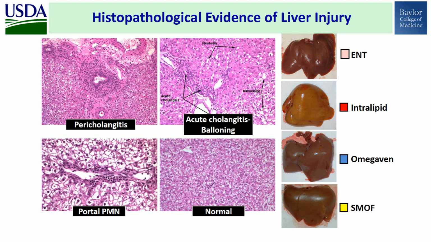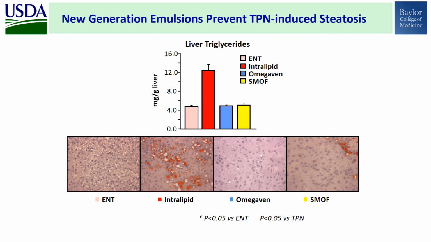And we also notice frequently in pigs that experience cholestasis, especially with intralipid, that there's a yellowish color of the liver that we think occurs due to the accumulation of bilirubin, bile acids, and fat. And in the case of fat, we do see evidence of steatosis.